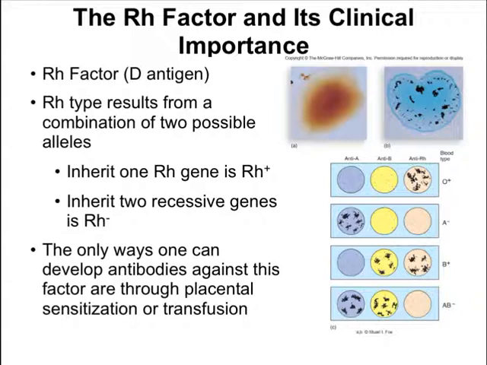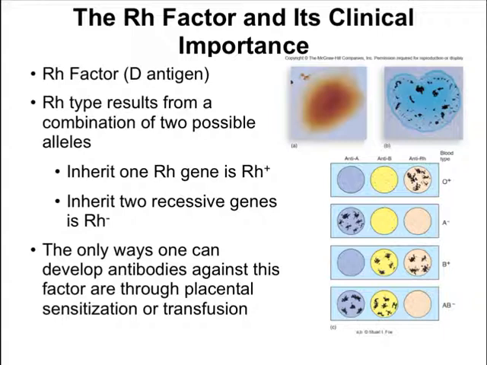Let's take a little closer look at this Rh factor and its clinical importance. The Rh factor is also known as the D antigen. So you can think of it as big D and little d if you like. The Rh type results from the combination of 2 possible alleles, just as the AB blood typing does. You can either inherit 1 Rh, 2 Rhs, or no Rhs. If you inherit 1, then we have to be Rh positive. If you inherit 2 copies of Rh, then we still are Rh positive. However, you could get 2 forms of the recessive gene, as in small d's, and they would be Rh negative.